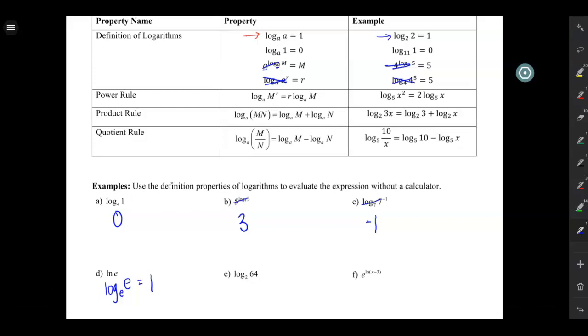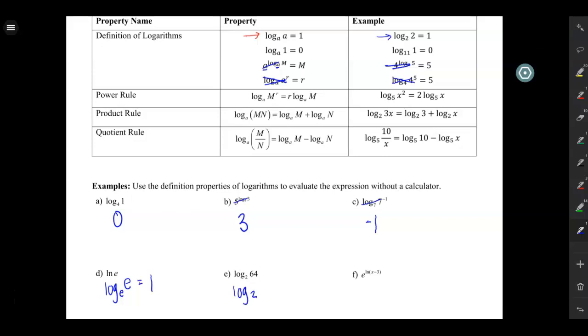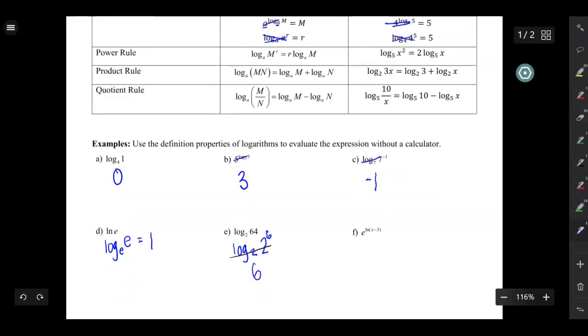Now the next one, log base 2 of 64. This one does not look like really anything up there in our property boxes. So what I'm going to do is I'm actually just going to rewrite this. Log base 2 of, and I'm going to rewrite 64 as 2 to some power. So I'm thinking, okay, 2 to what power gives me 64? And in this case, it's 2 to the 6th power. So I can rewrite this as log base 2 of 2 to the 6th power, which then allows me to cancel out the log base 2 and the 2, and I'm just left with that exponent, which is 6.